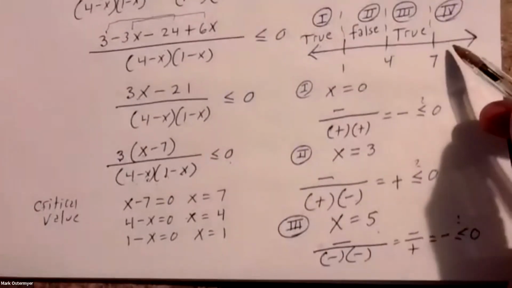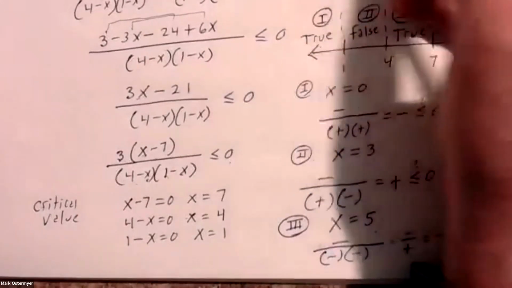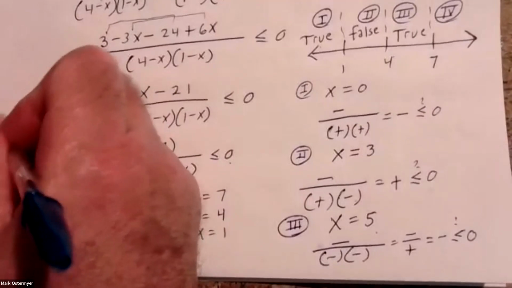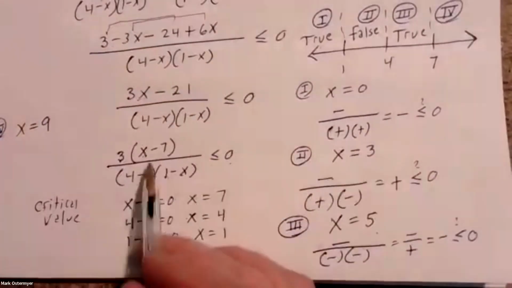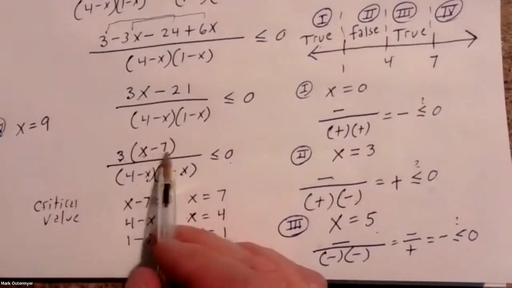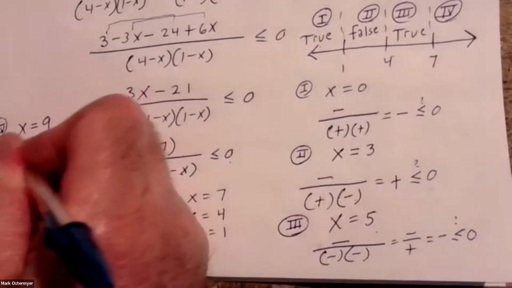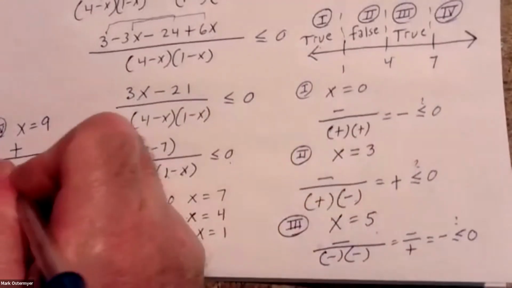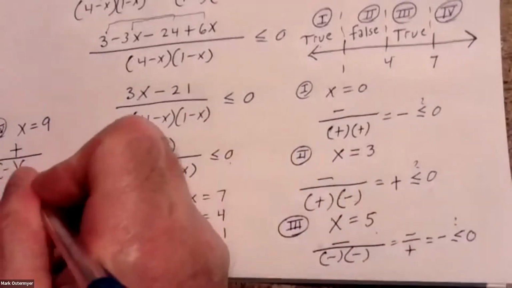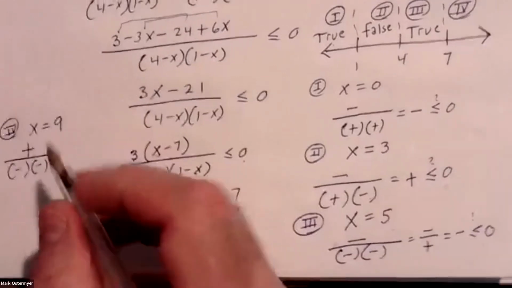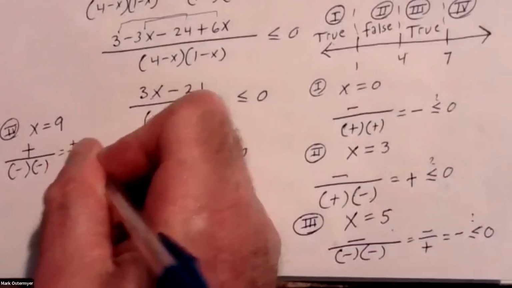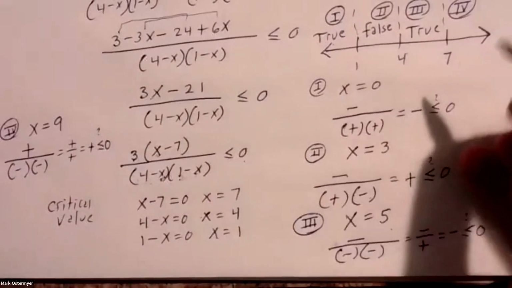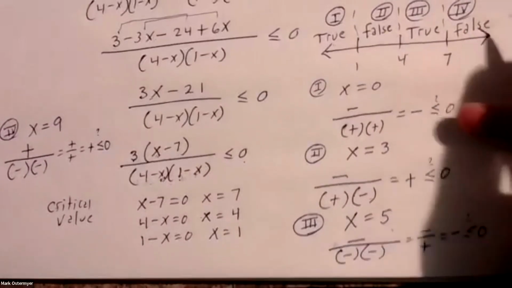Finally, I need to test interval number 4 out. I need something greater than 7. I'm going to choose x equal to 9, maybe. Put 9 in there, into this factor, 9 minus 7. This will be a positive factor times a positive factor. The numerator will be positive. Put a positive 9 in here, 4 minus 9. This will be a negative factor. 1 minus 9, negative factor. A positive divided by a negative times a negative is a positive over a positive, which is a positive. Is a positive less than or equal to 0? The answer is false. It doesn't work. No solutions come from this interval.